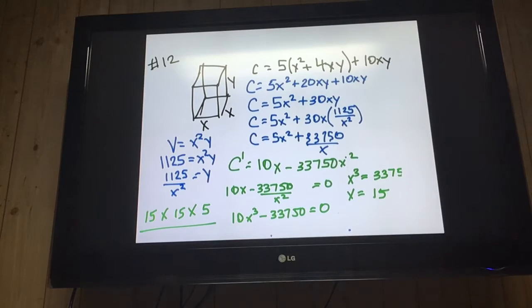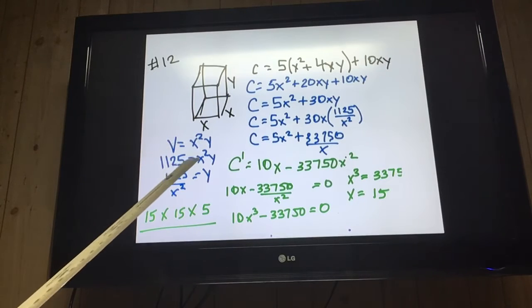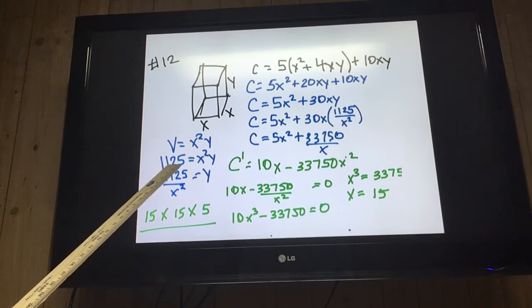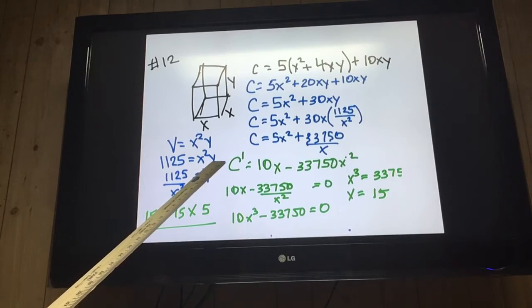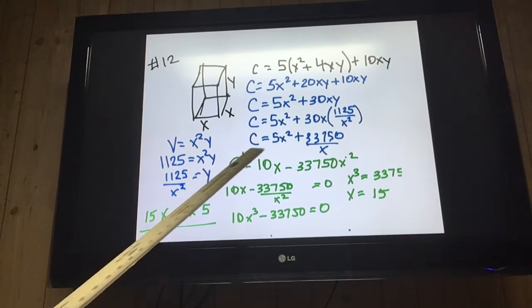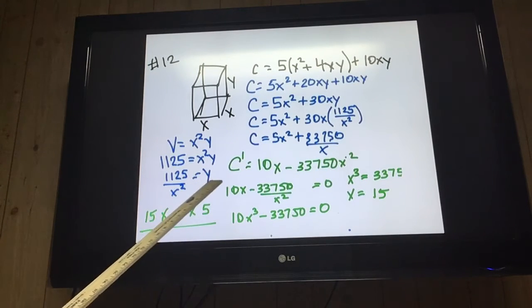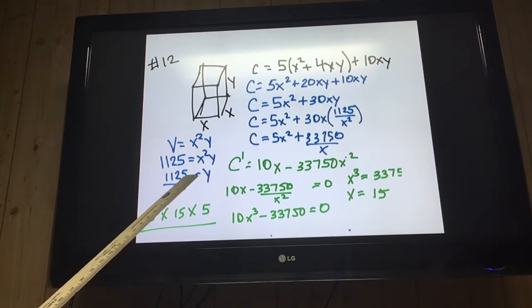And again, we're always trying to find a relationship between the two variables. Because I know the volume is 1,125, that's going to equal x squared y. And I want to solve for y because I want to get rid of the y in the equation that they give me. So I find out that y equals 1,125 over x squared.